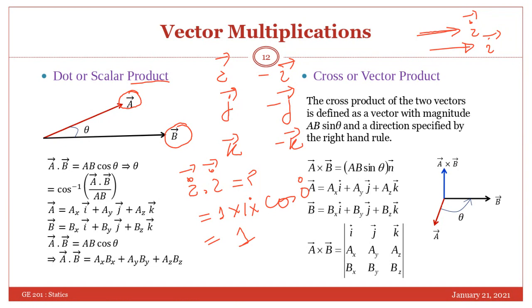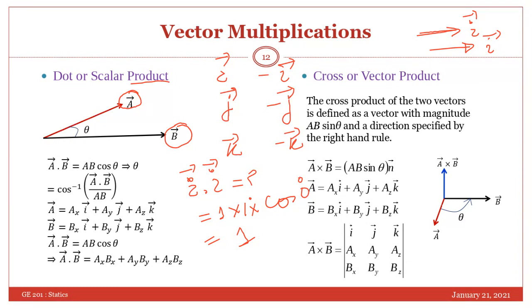So whenever you are multiplying the same unit vectors, like I dot I, J dot J, or K dot K, the answer will always be 1, because the angle between the same unit vectors is 0, and with cos 0 it is going to be 1. Okay.